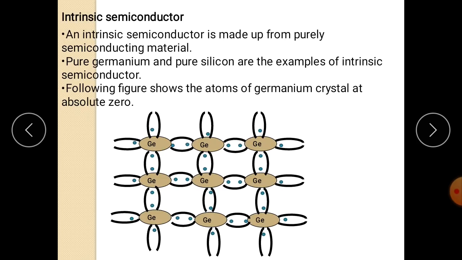Hence, at absolute zero temperature, all the valence electrons in the germanium crystal are tightly bound with the adjacent atoms. Hence, there are no free electrons available for electric conduction. So, we can say that at absolute zero temperature, this pure germanium crystal acts as a pure insulator. This is a very important sentence. You have to remember that at absolute zero temperature, an intrinsic semiconductor acts as an insulator.